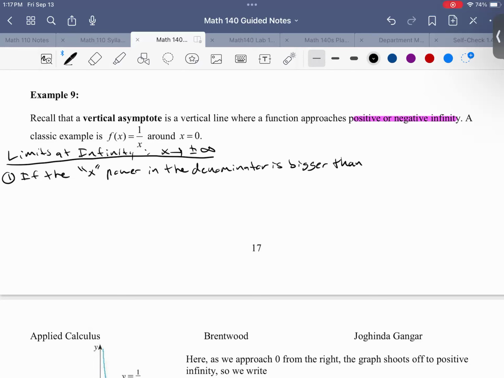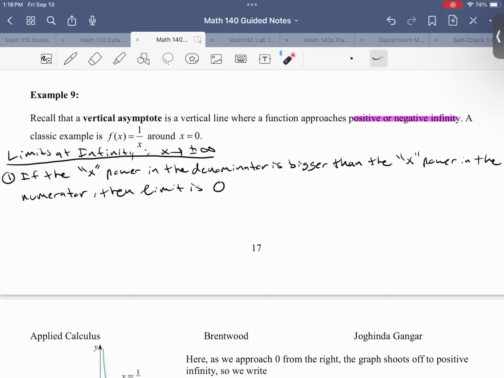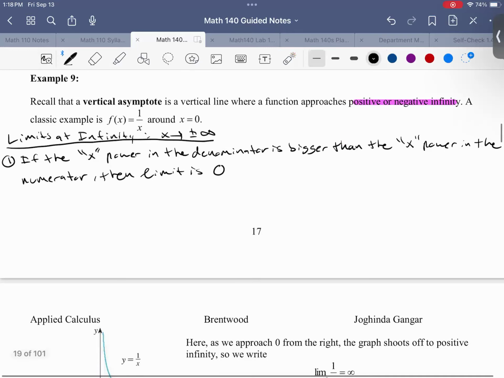then the x power in the numerator, then the limit is 0. Okay. So it could be something like x squared over x cubed. Well, this would just be a limit equal to 0 because the power in the denominator is 3 and the power in the numerator is 2. Okay, so that's one option.